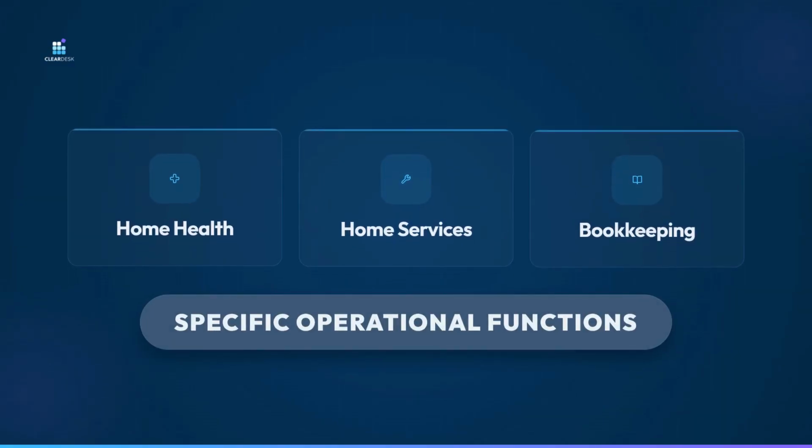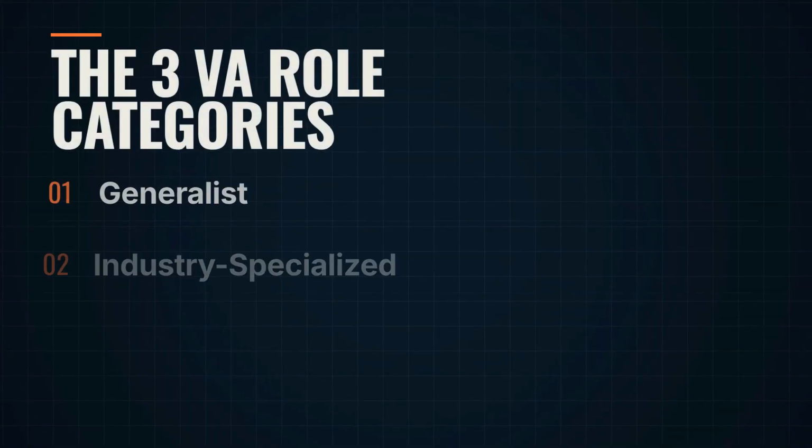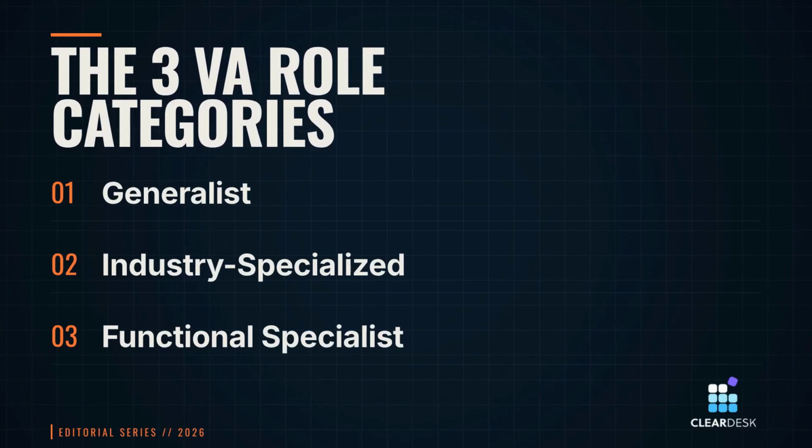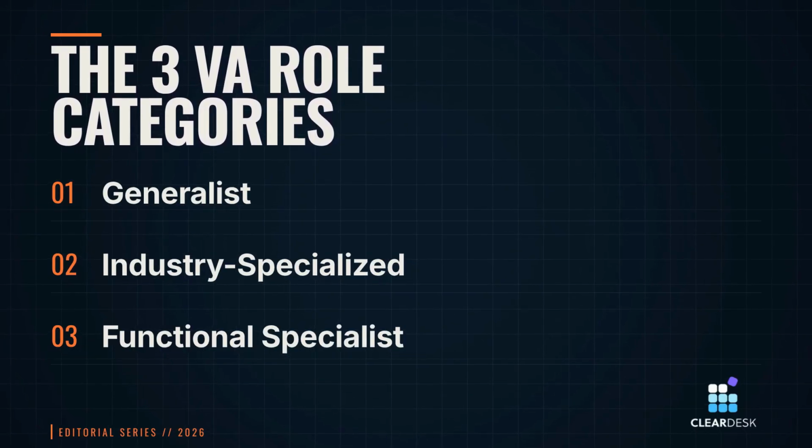Notice something about all three of those answers. None of them is general admin. They're specific operational functions, and that's the shift in thinking that gets you to the right hire. Chapter 3, the 3 VA role categories. Broadly, VA roles fall into 3 categories, and knowing which one you need changes everything about how you hire.